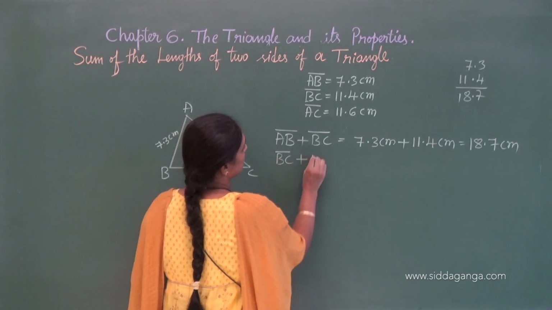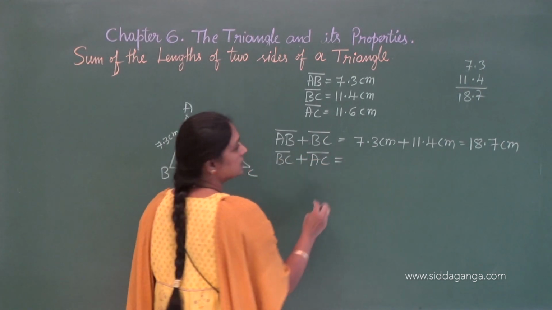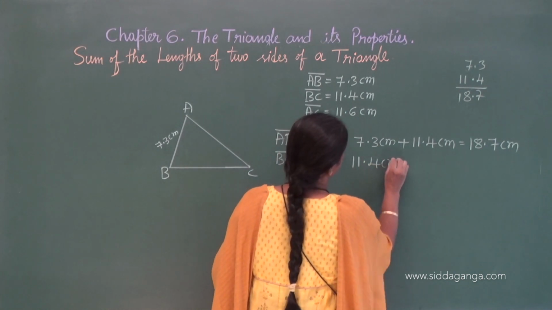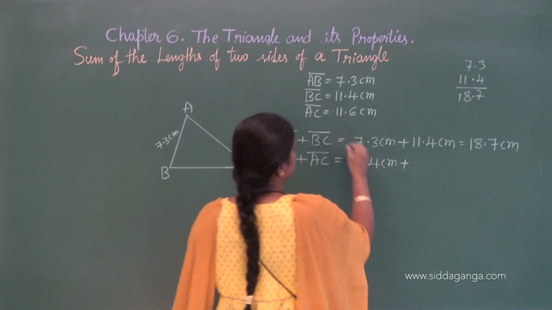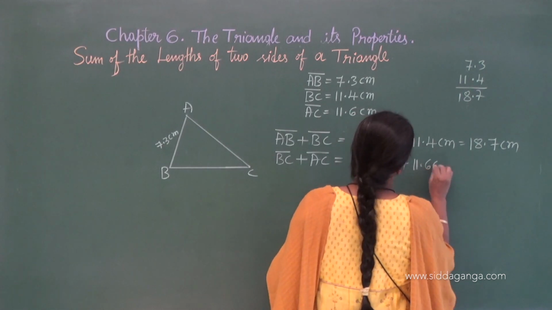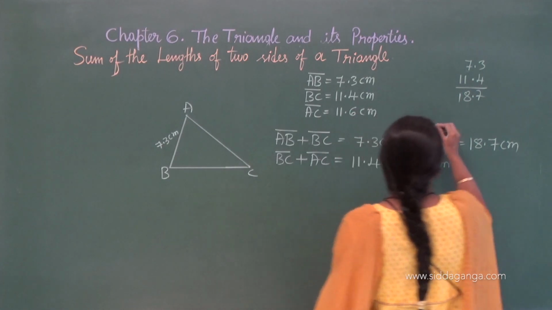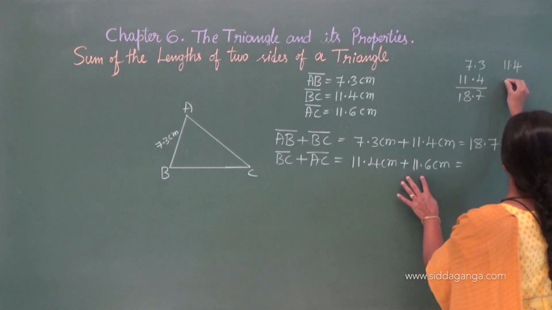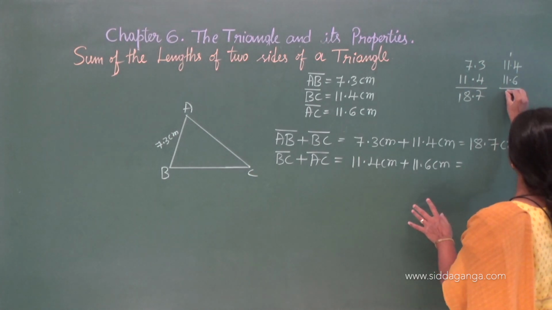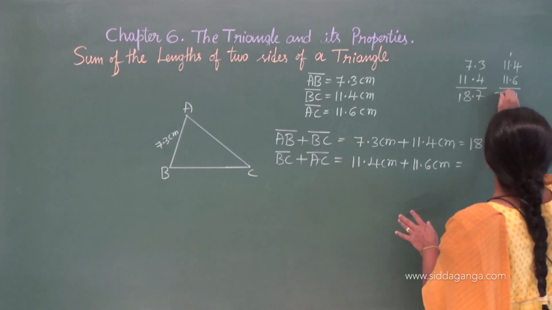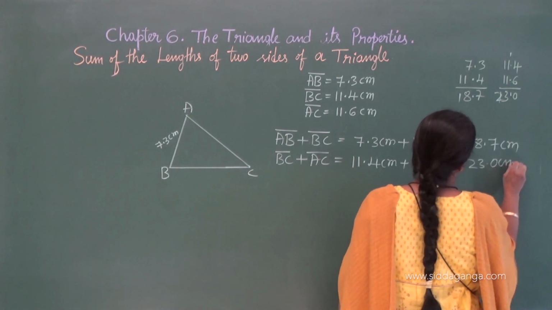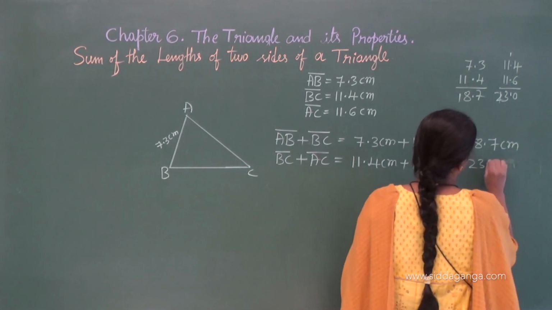Add BC plus AC. What is BC here? It is 11.4 centimeter plus 11.6 centimeter. Then 11.4 plus 11.6, that is equal to 23. It is 23 centimeter.